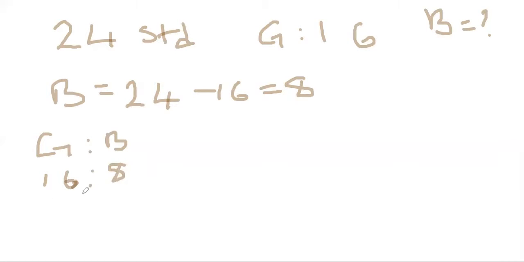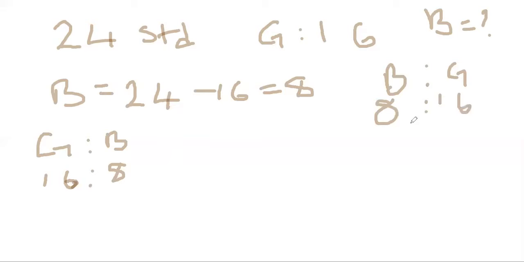And then what is the ratio of boys to girls? So I can even simplify this. I can divide by a number here. Let me come and write it here. Boys to girls would be 8 is to 16. Okay, so let me simplify this first.